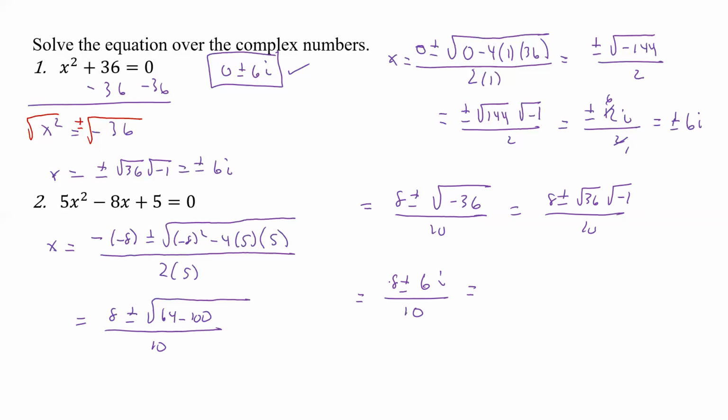Now we have to put it into the form a plus bi. And so it's going to be 8 over 10 plus or minus 6i over 10, which we can reduce. Well, 2 goes into 8 four times, 2 goes into 10 five times, so that's 4/5. And 2 goes into 6 three times, 2 goes into 10 five times, so it's plus or minus 3/5 i. Okay, so a is 4/5, b is 3/5. And so those are the two values. In complex number form, that's what we would get for that one.